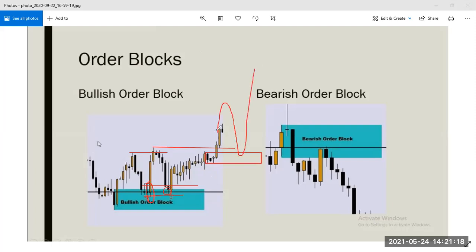Then price goes up. So that's how you pick what? The bullish order blocks, which are the last down candle. So this is the last down candle, last down candle, last down candle, before the BMS, before all this BMS.